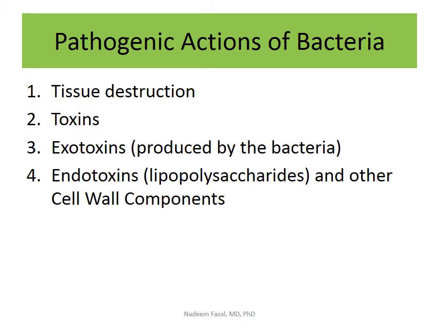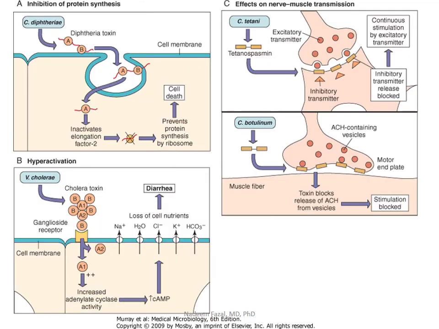So by the end of the day, the pathogenic actions of those mechanisms achieve tissue destruction. I don't know whether they want to achieve it or not, but by the end of the day, that's what we get. They release toxins. Some of them are exotoxins produced by bacteria, and endotoxins are cell wall components. And again, maybe I repeat, you have to make a table of the difference between exotoxins and endotoxins.